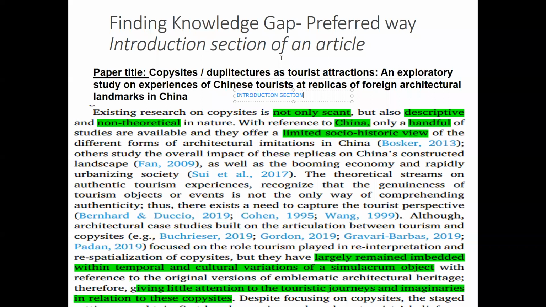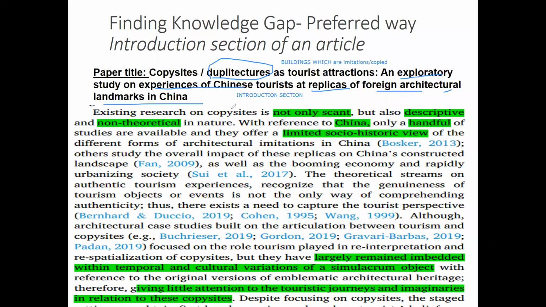So this is a paper, and the paper title is Duplicatures. Duplicatures mean those buildings which are copied. So what does duplicatures mean? Those buildings which are copied, which are imitated, which are imitations. So the title is: Duplicatures as tourist attractions, an exploratory study on experiences of Chinese tourists at replicas of foreign architectural landmarks in China. So this is the research paper.